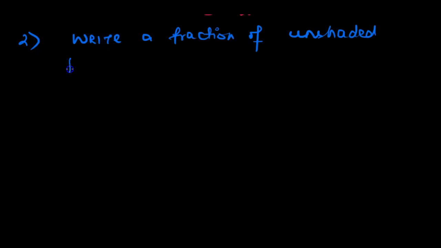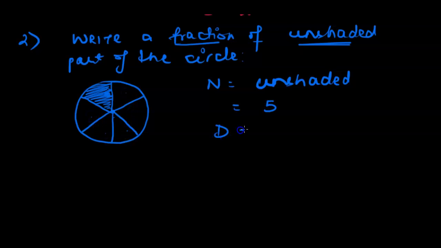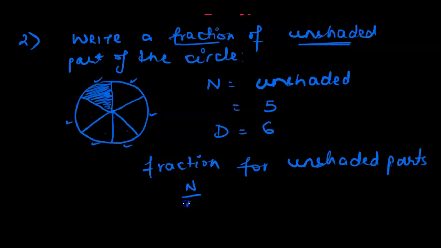Let's take another example. We have to write the fraction for the unshaded part of the circle, and this is the picture that you're given. Because you have to write a fraction for the unshaded part, your numerator will be the unshaded part. And how many parts of the circle are unshaded? 1, 2, 3, 4, 5. The denominator will be the total number of parts of this circle, and that is 1, 2, 3, 4, 5, and 6. So your fraction for the unshaded part is n over d, which is 5 out of 6.